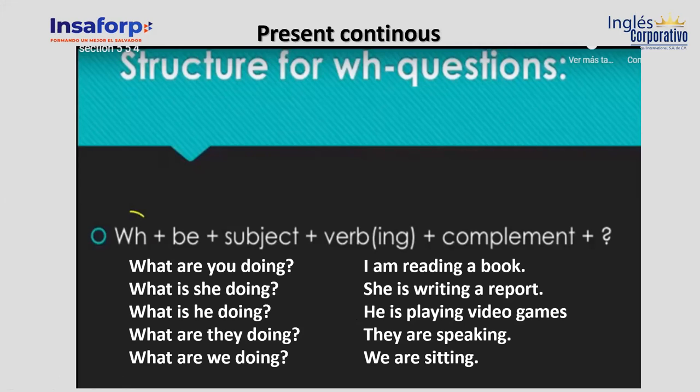What are you doing? I am reading a book. What is she doing? She is writing a report. What is he doing? He is playing video games. What are they doing? They are speaking. What are we doing? We are sitting. Thank you so much. That was perfect. Perfect job. Thank you, Luis.